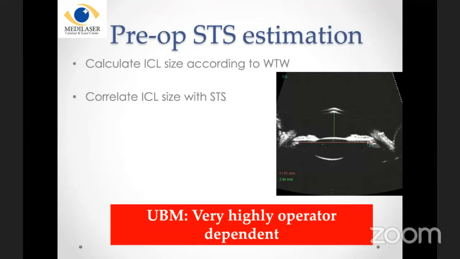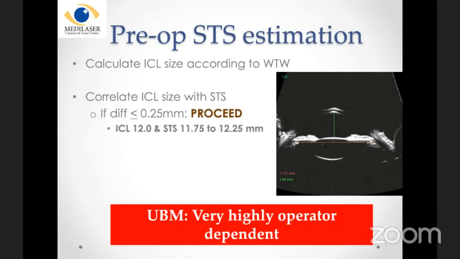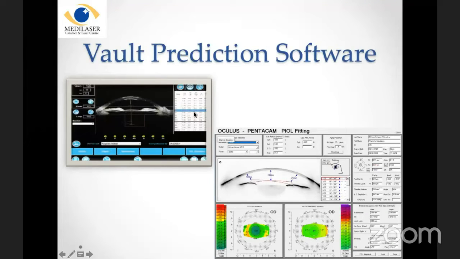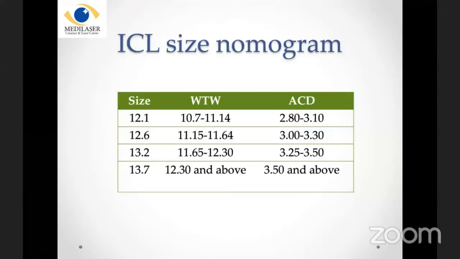So if it's possible, it's always a good idea to get a sulcus to sulcus measurement. And if it's within 0.5 millimeters of the recommended ICL size, you can just go ahead with the recommended size. If there's a difference of more than 0.25 millimeters, it can be undersized or oversized accordingly. Vault prediction software is also available with special advanced UBMs or topographers, wherein they not only measure the sulcus to sulcus, they can predict what the post-operative vault would be for a particular size of phakic IOL.